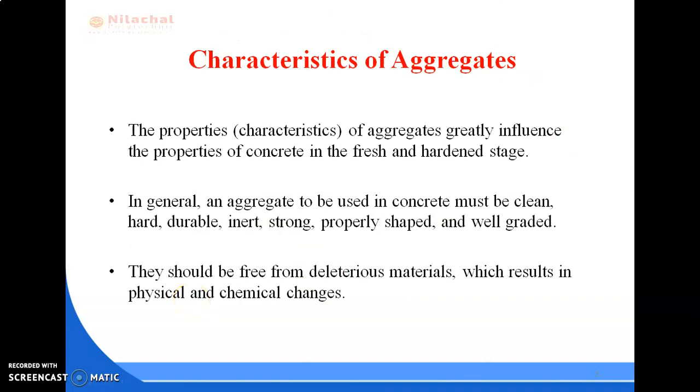Next, let us discuss characteristics of aggregate. The characteristics or properties of aggregates greatly influence the properties of concrete in the fresh stage or in the hardened stage. In general, an aggregate to be used in concrete must be clean, hard, durable, inert, strong, properly shaped and well graded. And they should be free from different deleterious materials which result in physical and chemical changes in the concrete.